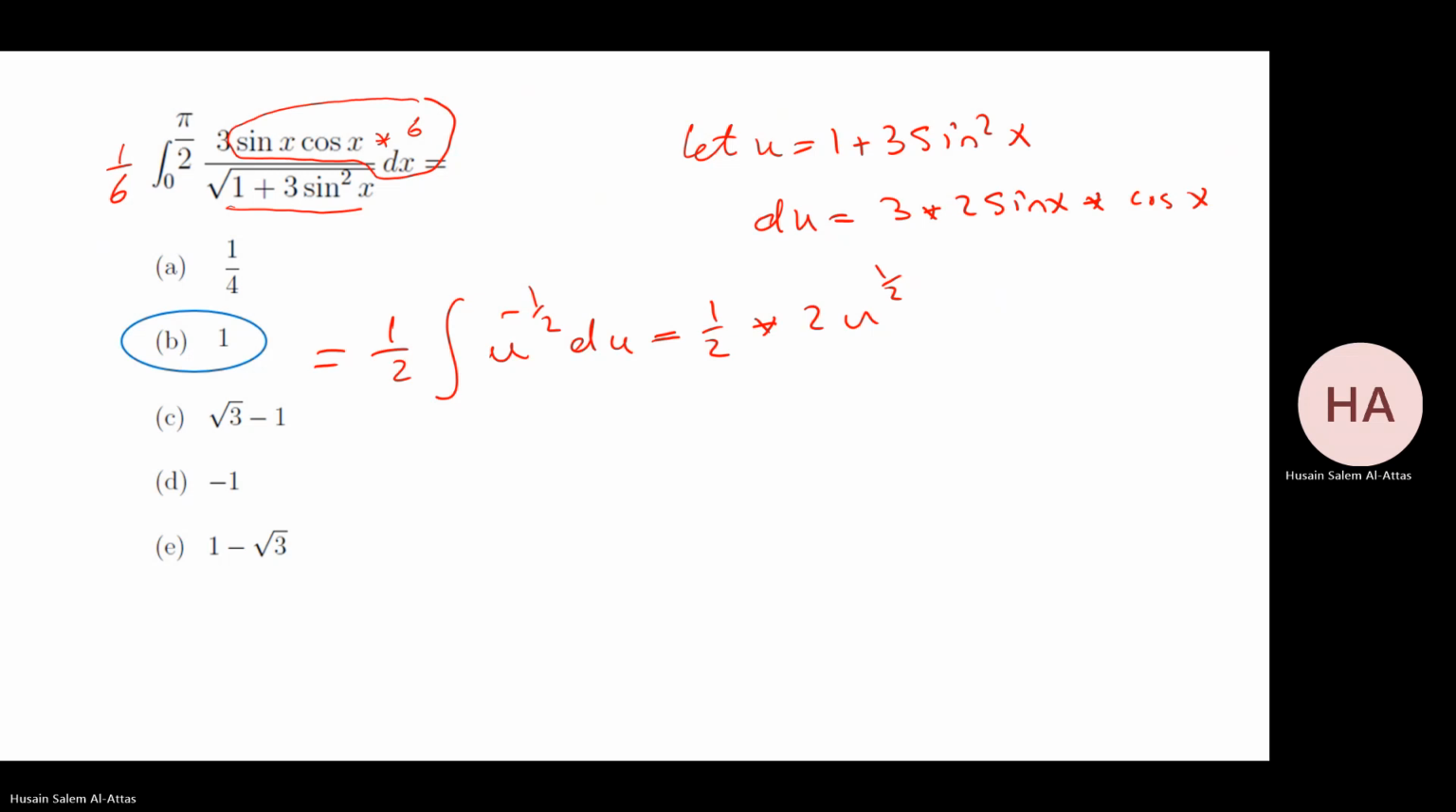Not plus c. Oh, I changed the limit. Let me change the limit. 0, sine 0 is 0. That will be 1. Sine pi over 2 is 1, squared, that will be 4. So this is from 1 to 4. So this is cancelled. Square root of 4 is 2 minus 1, which is 1. So this is the answer.